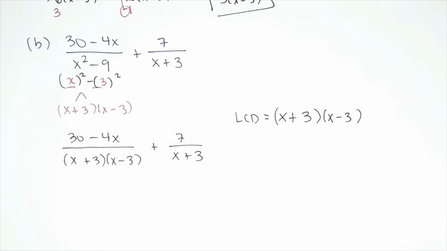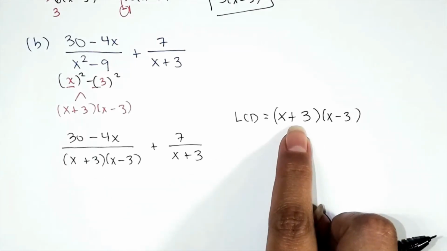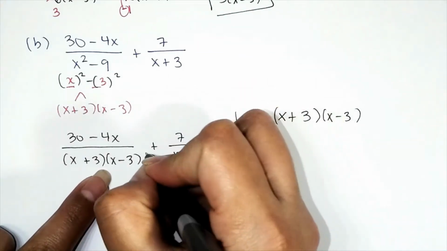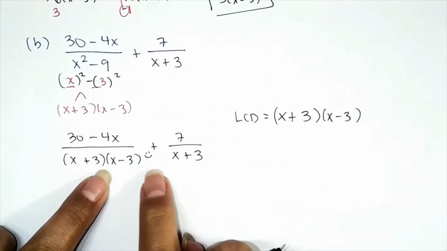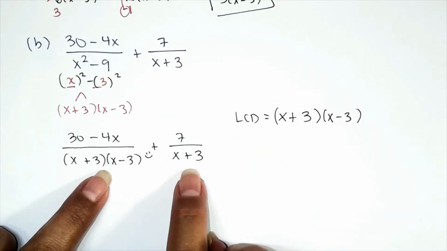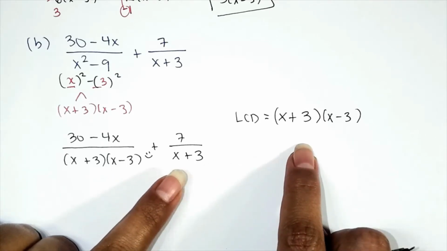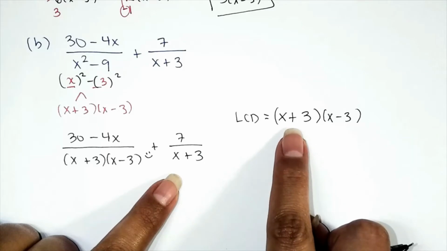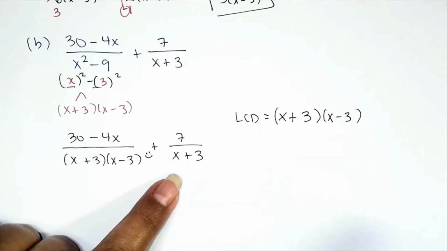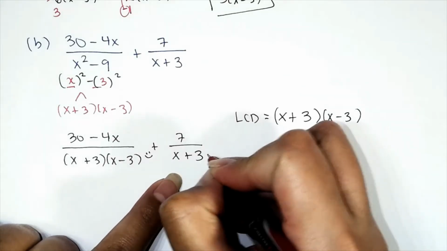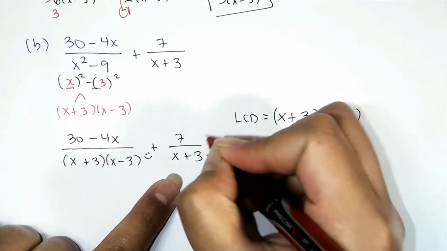So in English, fix it so each denominator looks like the LCD we just found. The first denominator is the winner. I'll put a smiley face, just for you guys. I don't do this in class. The second denominator is not quite a winner, but we can make it. The second denominator has the x plus 3, but it's missing the factor of x minus 3. So let's multiply top and bottom by x minus 3.